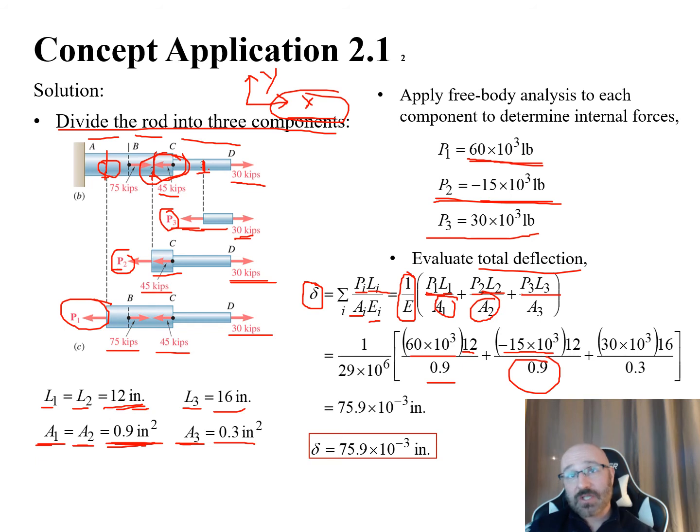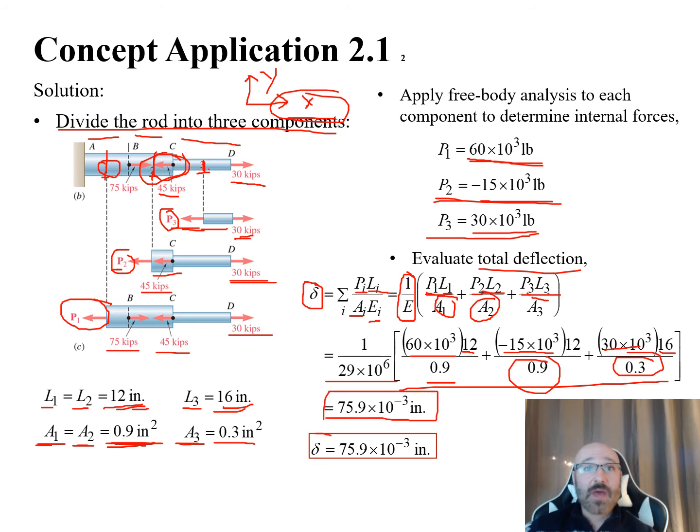Then we go into our third section here, P3, L3, A3. So P3 we found to be 30 times 10 to the third. Then we have our L3 of 16 from this right here that we can plug in there, divided by our A3, which is 0.3. Plug and chug through all of that there. 1 over E times the summation of all of that is equal to 75.9 times 10 to the negative third inches. So that is our deflection that they asked us to solve for, 75.9 times 10 to the negative third inches. Double check your units, make sure everything is correct. But a pretty straightforward problem for this conceptual application.